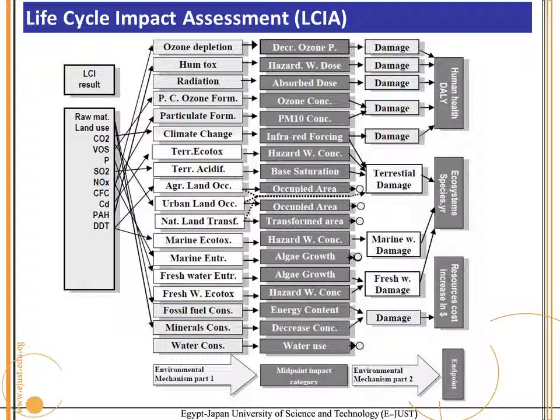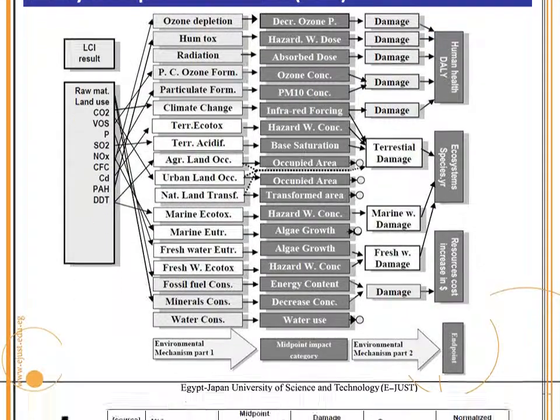About the third stage, life cycle impact assessment, LCIA. This is the life cycle inventory results from the field visits, and this stage is called characterization, to distribute the life cycle inventory database about the emissions to all of the impact categories of the environment. Then we convert them to the midpoint impact and finally endpoint by using the SimaPro software.